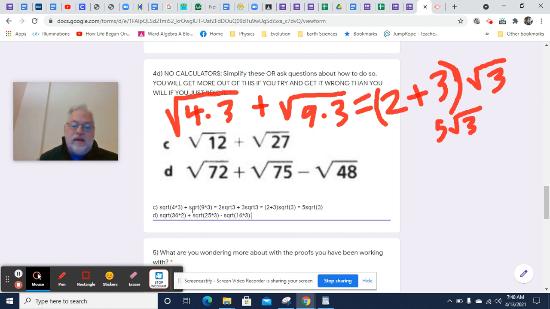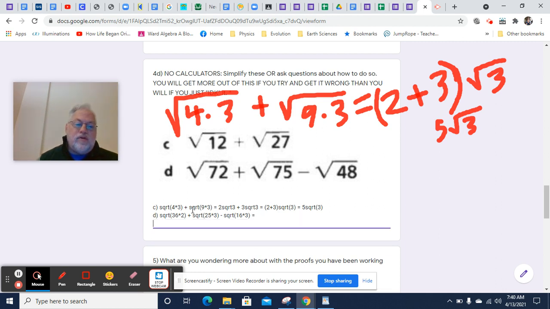And now we can simplify that further. Break out the square root of 36. So that'll be 6 square root of 2. And then break out the square root of 25. That becomes a 5. So 5 square root of 3. And then we're going to break out the 16 from the square root jail, and it becomes a 4. So we got 4 square root of 3 minus 4 square root of 3.